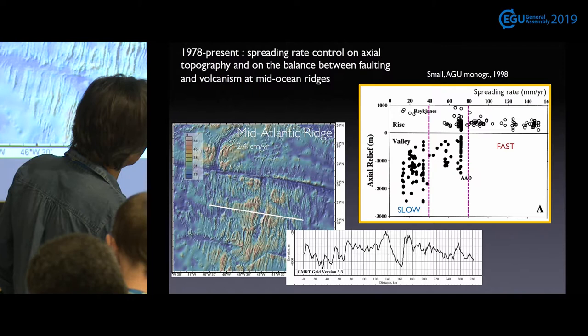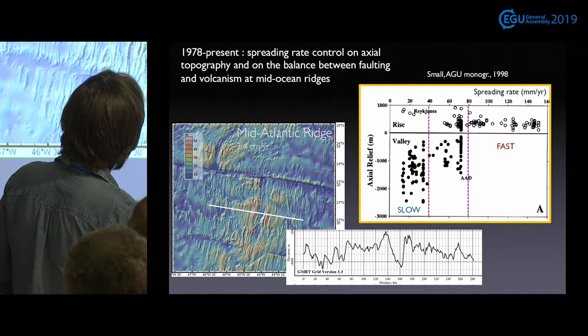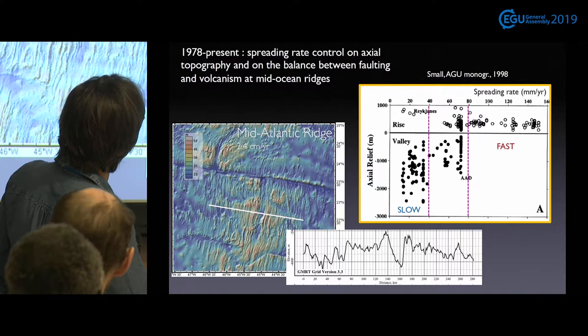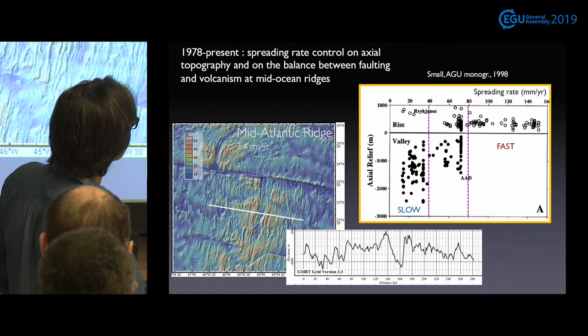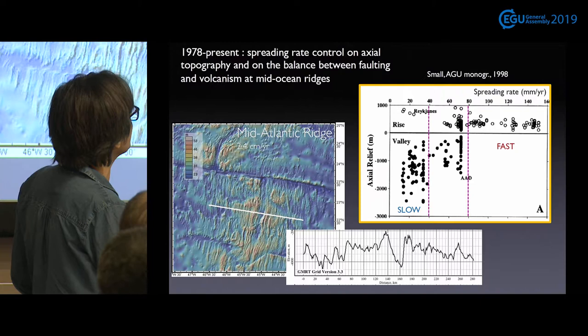Okay, in some cases it's even more asymmetrical, in here or in here, which is the place where we were looking at it before. And what's interesting is when we make a diagram of spreading rate against this axial relief. The axial relief is shown as black dots for the slow ridges when you have a valley, and as open dots when you have a high. So you see the highs are always about 400 meters, but the valleys are very variable. And it's on this diagram that I can explain why it makes sense to make the distinction between fast and slow with these values here.